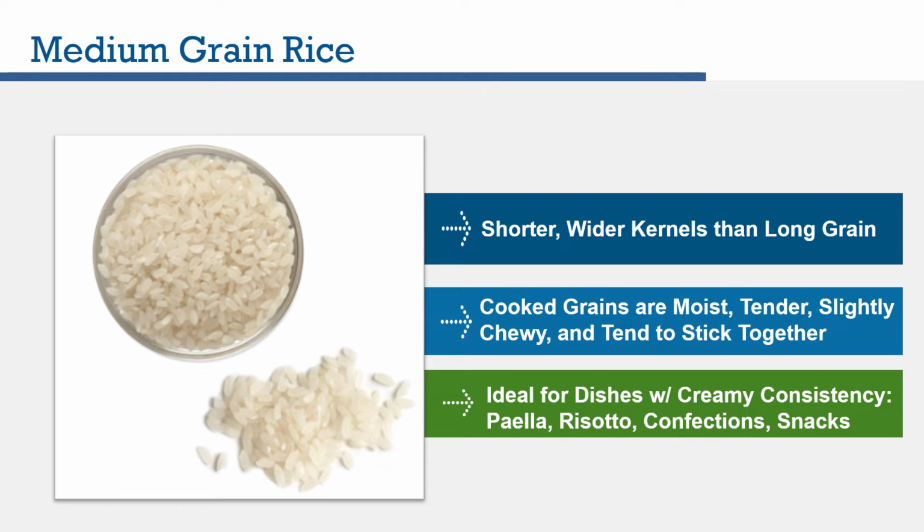Due to their starch composition, cooked medium grains are moist and tender with a tendency to cling together and are slightly chewy. Medium grain is ideal for dishes with a creamy consistency like paella or risotto, as well as Asian dishes, some Cajun dishes, and confections and snacks. It's worth noting that medium grain rice can typically be used when short grain is called for, but not vice versa.